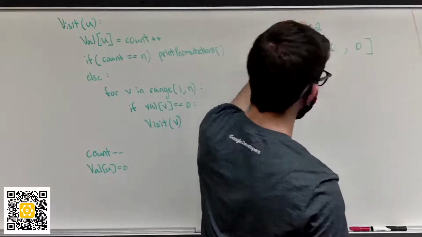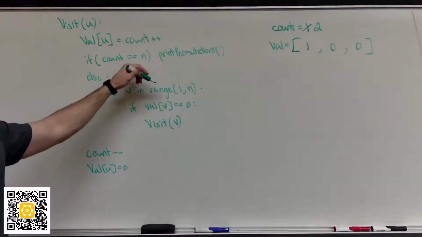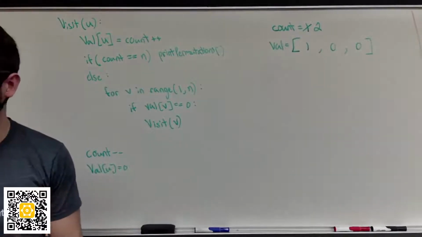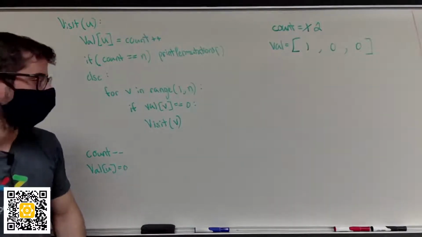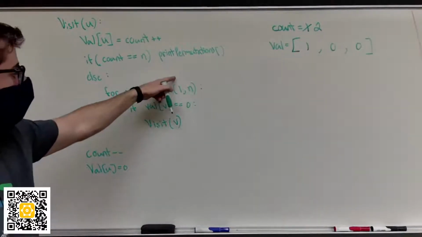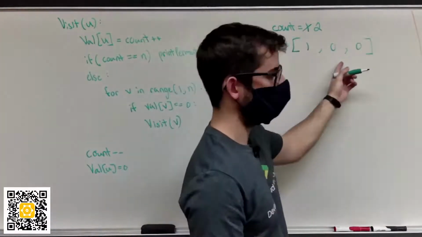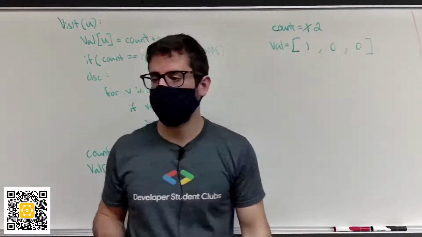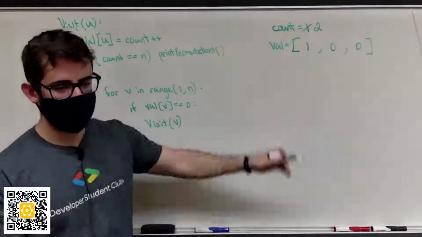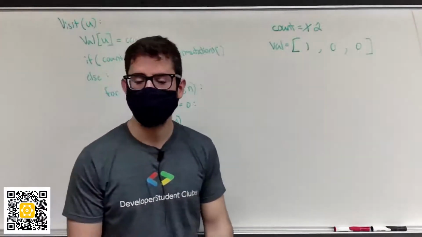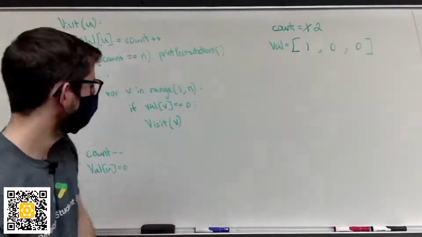And count gets incremented. Count is not equal to n, so we know we have not finished. We still have to build it out a little bit more. So we reach this for loop. In this for loop, from 1 all the way up to n, we want to check which position in our val array is empty. Which index have we not added a value to? Which one is missing a value? The second one? Exactly, the second one.